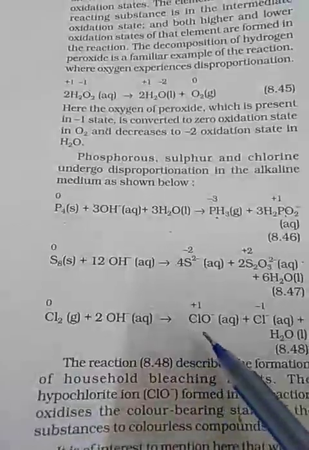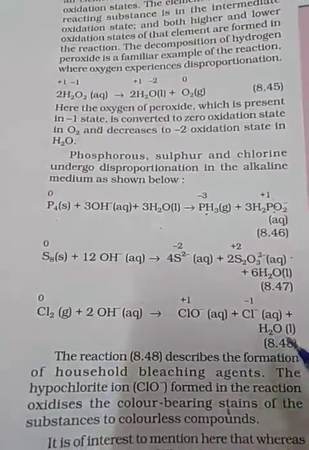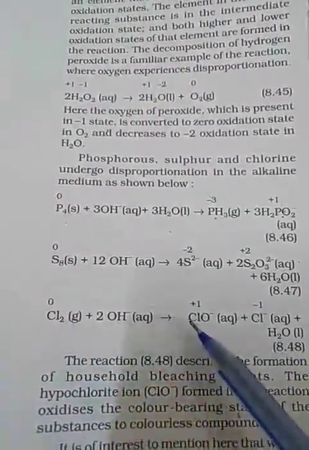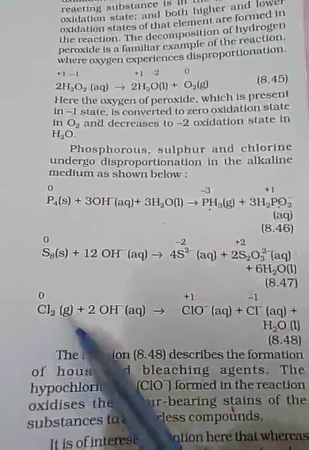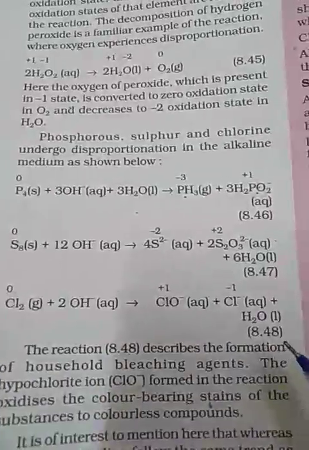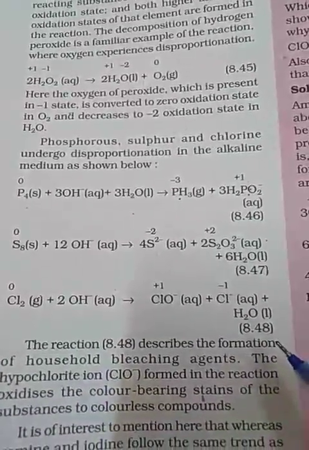Cl2, OH ion, chlorate ion, Cl ion. Okay, so chlorine goes from 0 to +1 and from 0 to -1. One side is going to decrease and one side is going to increase. This reaction is 8.48.